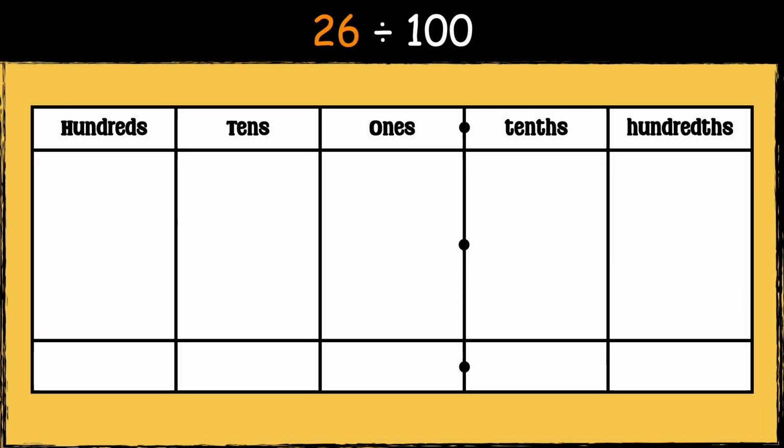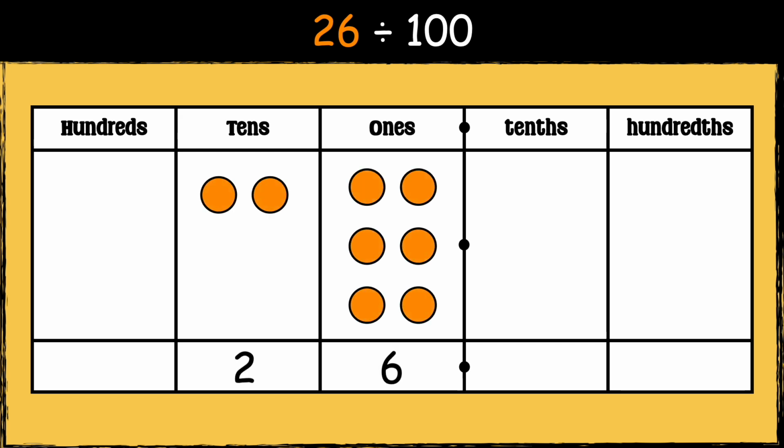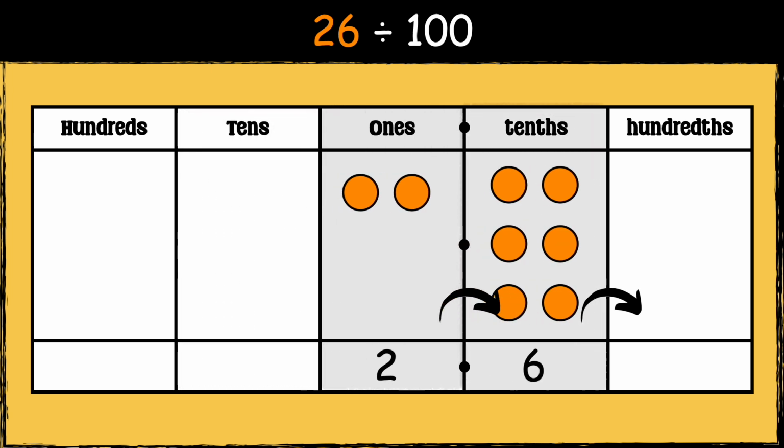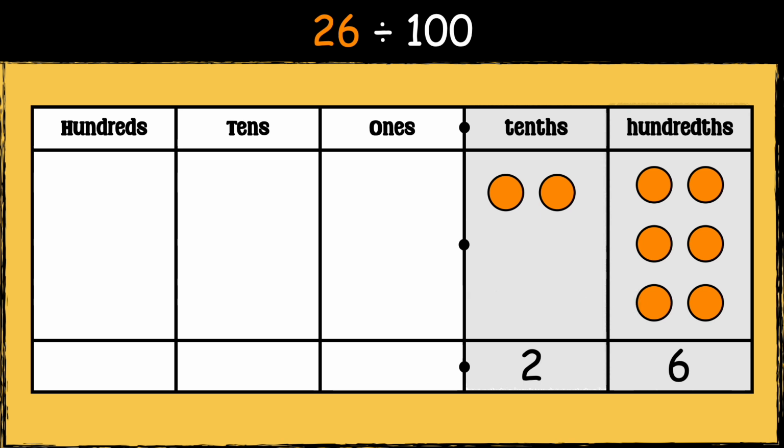Now let's look at 2-digit numbers divided by 100. 26 divided by 100. So when we divide 2-digit numbers by 100, both digits need to move 2 places to the right. So 26 becomes 2/10ths and 6/100ths. We need to use 0 as a placeholder to show that there are no 1s. So the answer is 0.26.